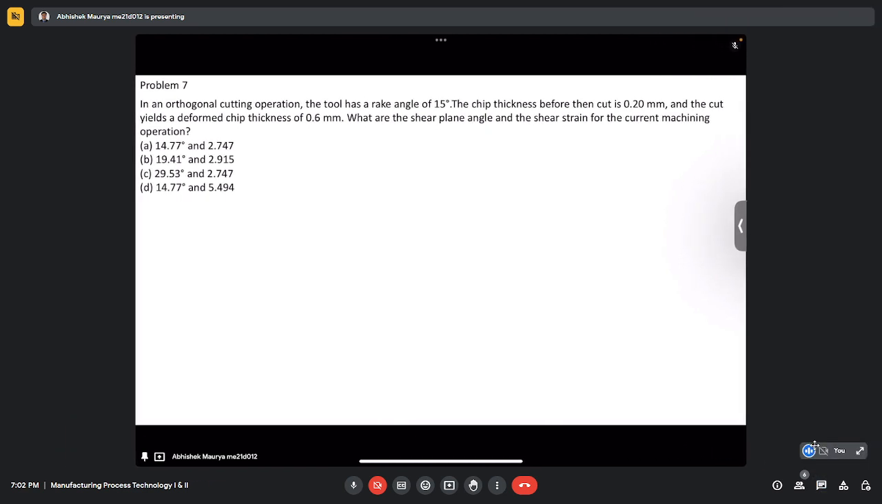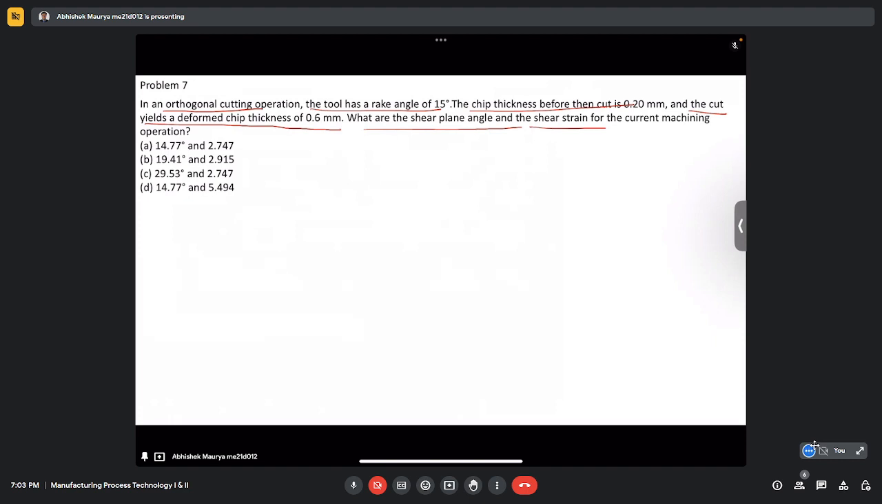Okay, I can see some responses. I think most of you already have the correct answer, so I will also solve it quickly. This problem is all about the orthogonal cutting operation. The tool rake angle is 15 degrees, the chip thickness before cut is 0.2 mm, and the cut yields a deformed chip thickness of 0.6 mm. What are the shear plane angle and the shear strain for the current machining operation?